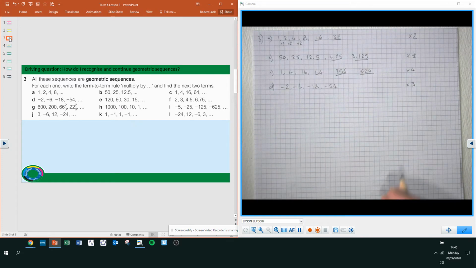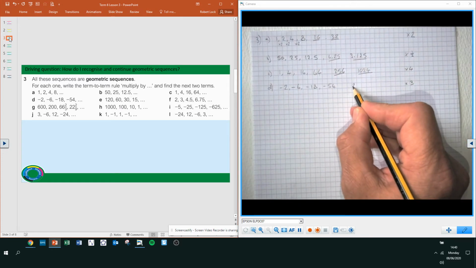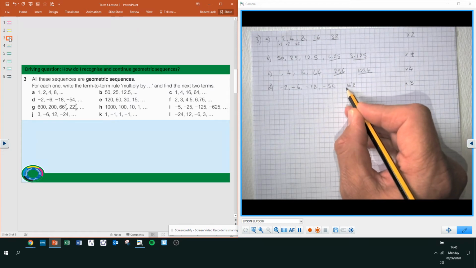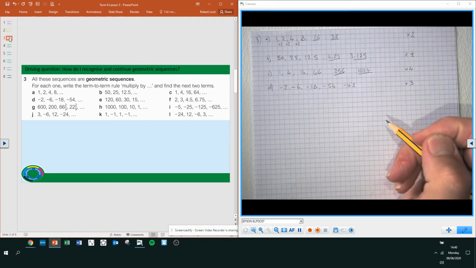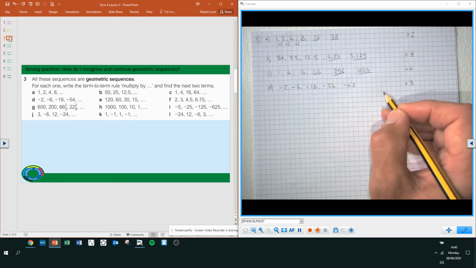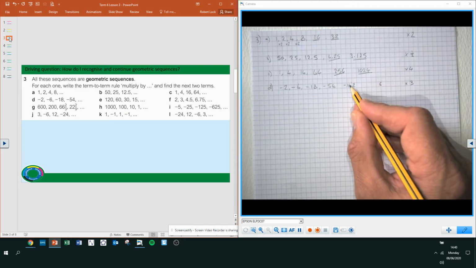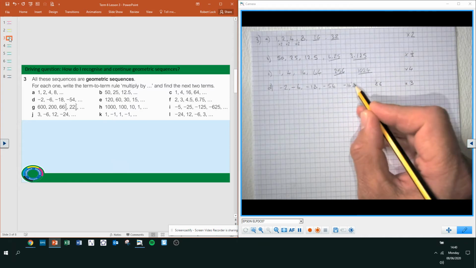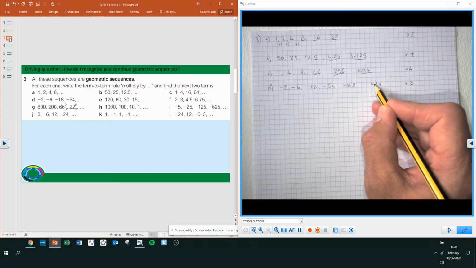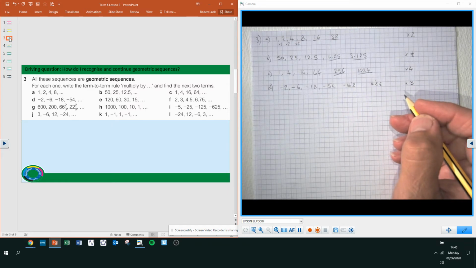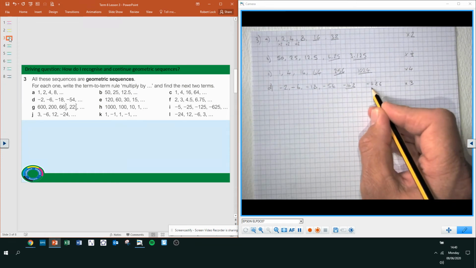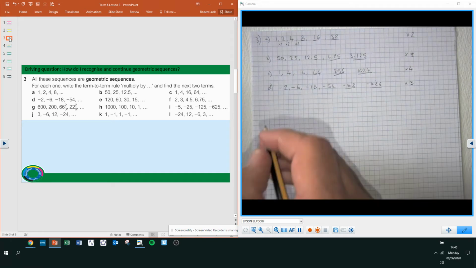So 54 times by 3. 3 4s are 12. 3 5s are 15 plus 1, 16. Minus. 3 times 2 is 6. 3 times 6, 18. Put down the 8, carry the 1. 3 times 3 is 9... 3 times 1 is 3 plus 1 is 4. 4, 8, 6. Minus. So the answer is minus 162, minus 486.